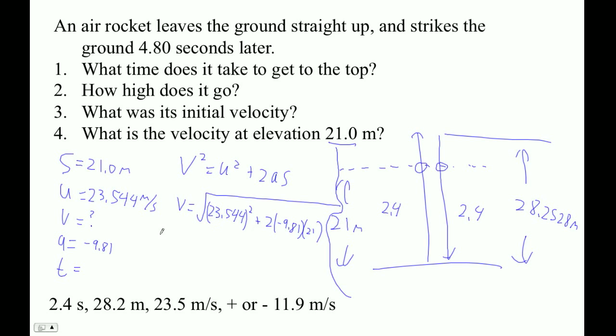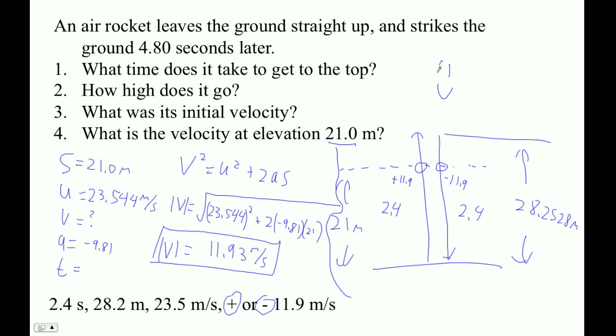And I get that this is really the absolute value of V. The absolute value of V is 11.93 meters per second, which means it was going plus 11.9 on the way up and minus 11.9 on the way down. Isn't that cool? So the physics formula gives us the possibility of it being positive or negative. Yay. That's the hardest kind of SUVAT problem.